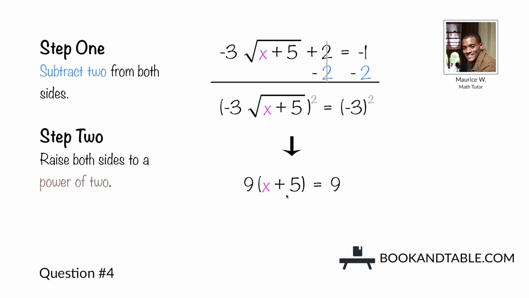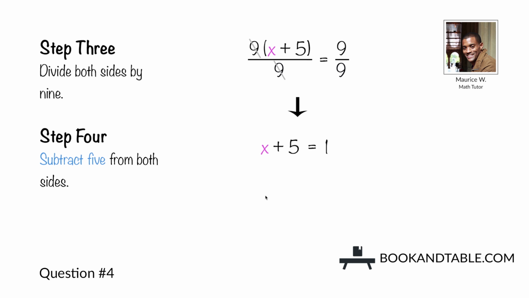Step 3, we can divide both sides by 9 to get rid of this 9. That leaves us with x plus 5 on the left side. And on the right side, 9 divided by 9 is equal to 1. We can solve this equation algebraically by subtracting 5 from both sides, leaving us with x is equal to 1 minus 5, which is equal to negative 4.